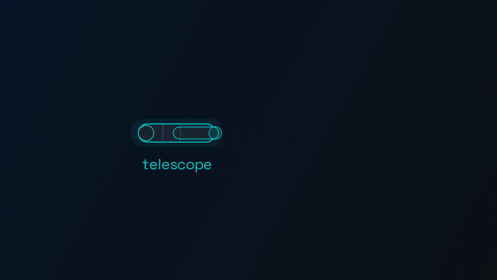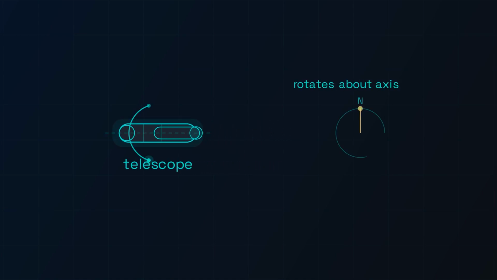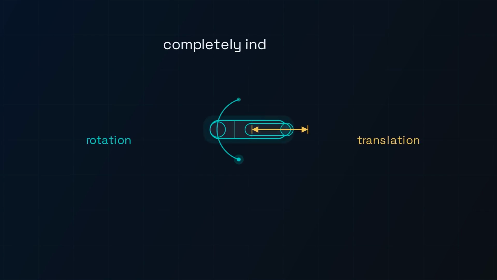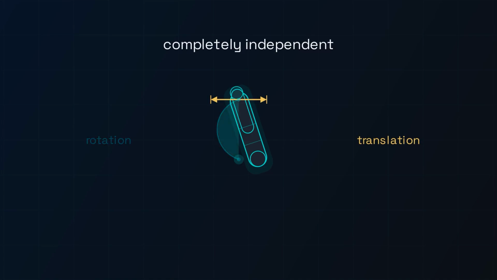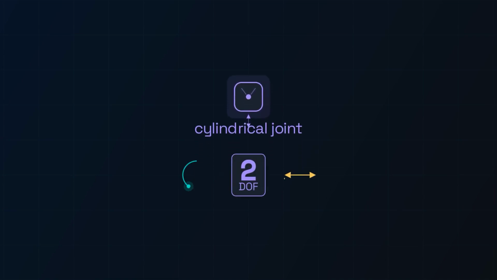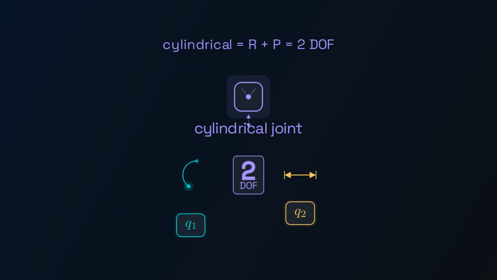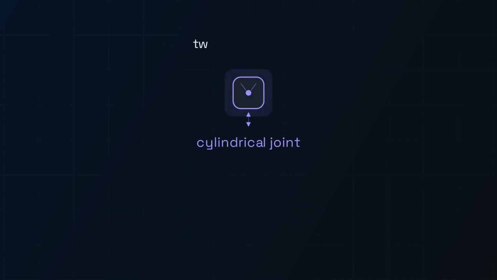Consider a telescope. The barrel rotates about its axis, so you can technically point it at any azimuth. It also slides along the same axis, so you can extend or retract the tube to adjust the focus of the telescope. Those two motions are completely independent. Rotating does not cause the tube to extend, and extending does not cause it to rotate. You can do each one without touching the other. This is a cylindrical joint. It has 2 degrees of freedom because you have two different things that you can control. That means it has two joint variables.